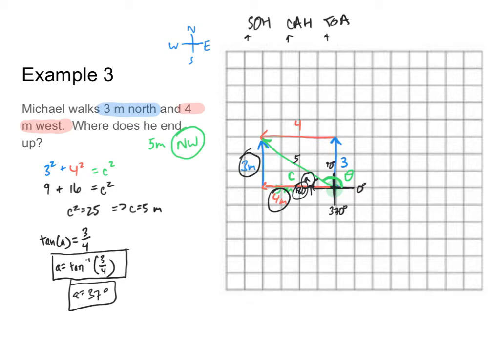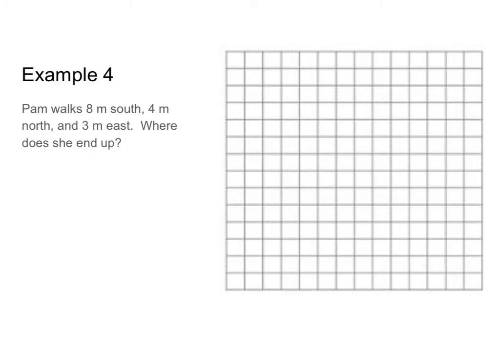So that gives me theta is equal to 180 minus 37, or 143 degrees. So my final answer is going to be that Michael ends up 5 meters at 143 degrees away from where he started. So it's a little bit challenging to do these problems, so let's go ahead and do one more.